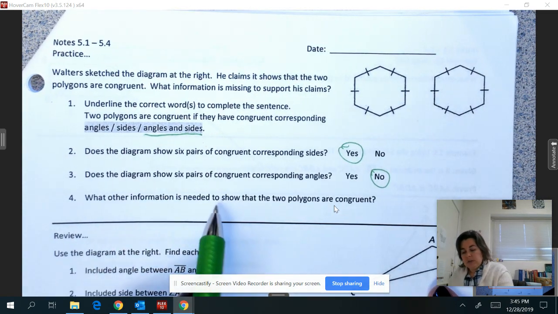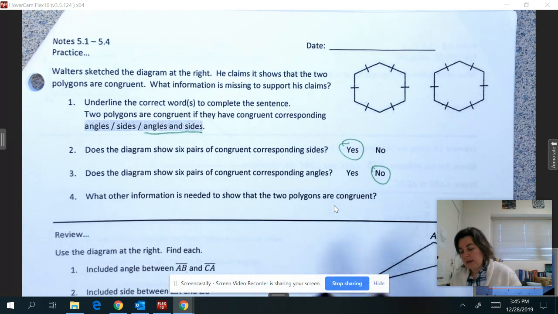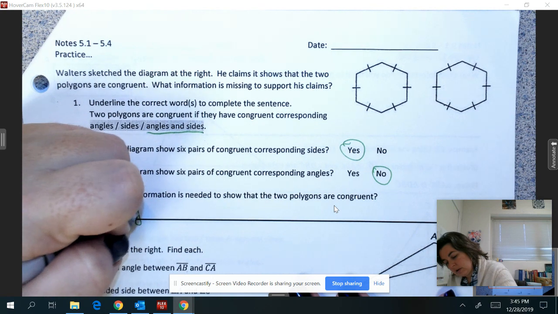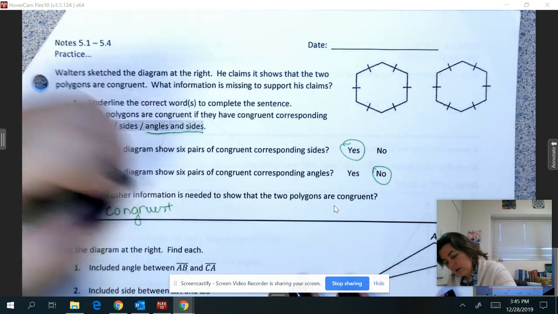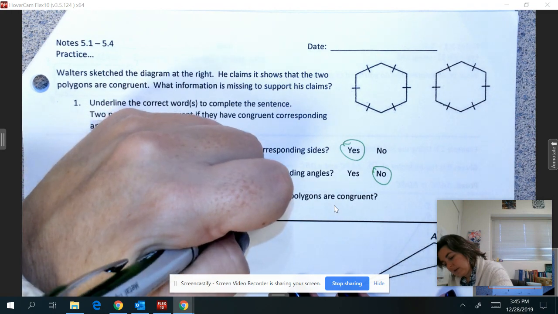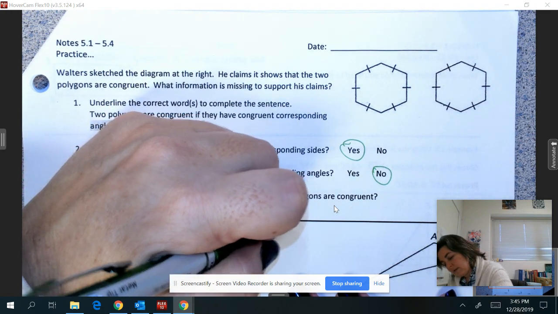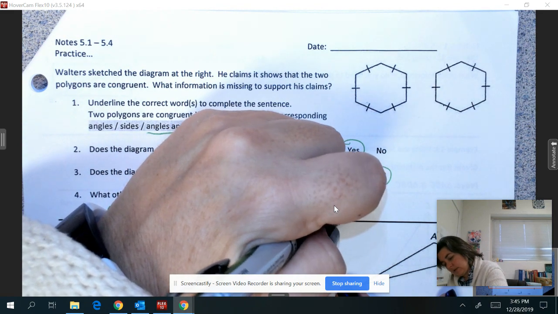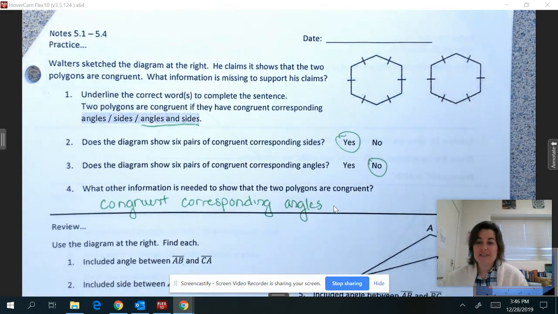So what other information is needed to show that the 2 polygons are congruent? We need congruent corresponding angles. Okay, practice some of this on your own.